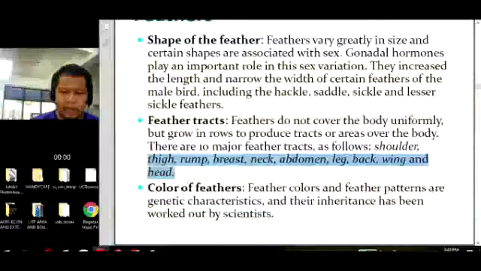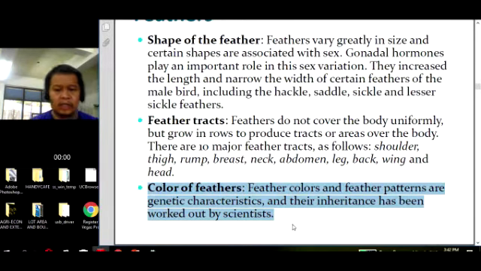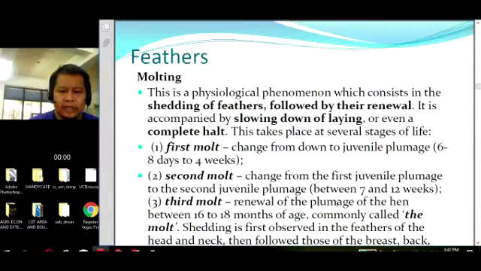So another is we have the color. The color of feathers and feather patterns are genetic characteristics, and their inheritance has been worked out by scientists. So again, we can distinguish the different varieties of chickens based on the feather colors and the feather patterns on their body. So the feather color is highly heritable. Okay.